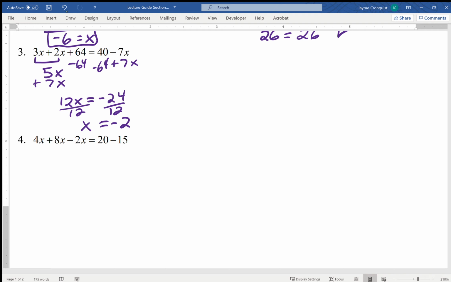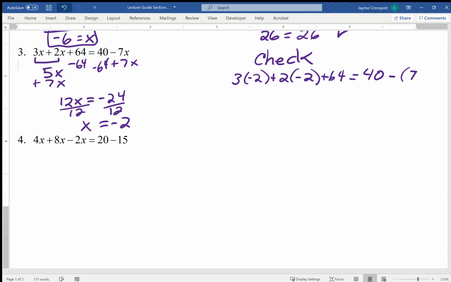So I'm going to check it before I box it. Sorry. 3 times negative 2 plus 2 times negative 2 plus 64 equals 40 minus 7 times negative 2. Woo! Squeezing in the extra parenthesis there.